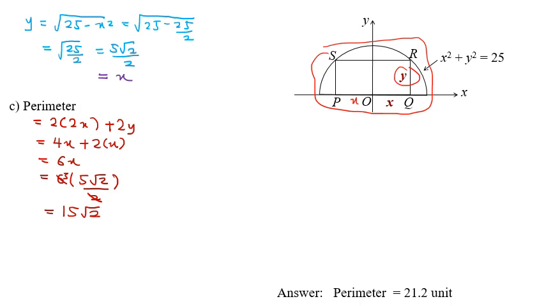If you change to decimal, you will get the same answer as shown below here, that is 21.2 for the perimeter. So this one, or also in the surd form, both are acceptable in this case.